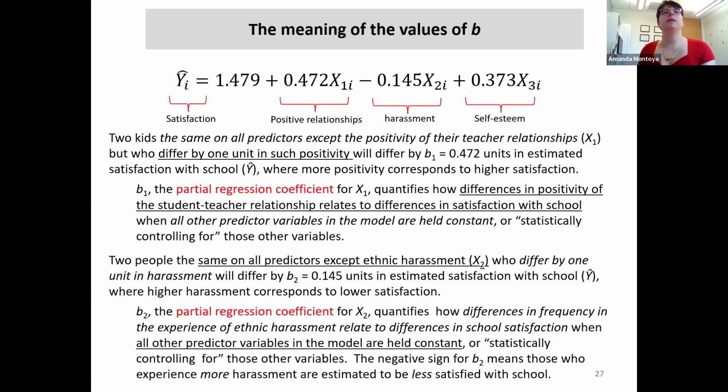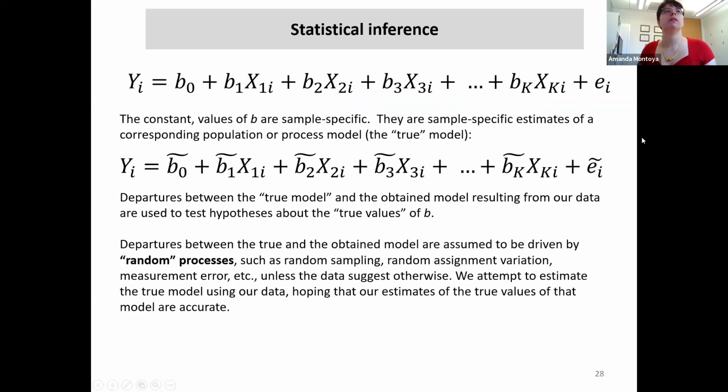Okay, any questions on the interpretation side of things? I'm going to cover inference and then we're going to take a little break. I'm going to breeze through statistical inference just to make sure that we're all on the same page. But if you have any questions about this, feel free to ask.